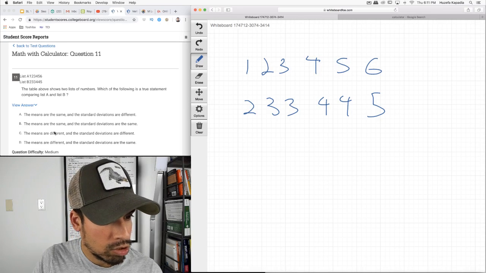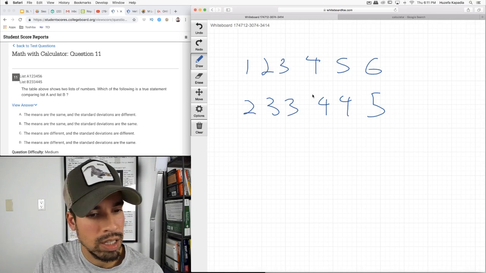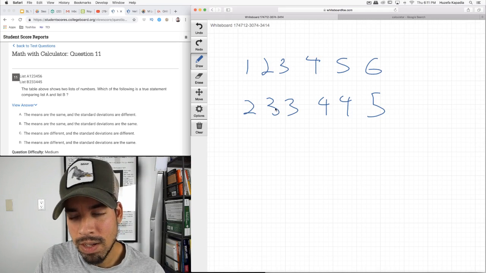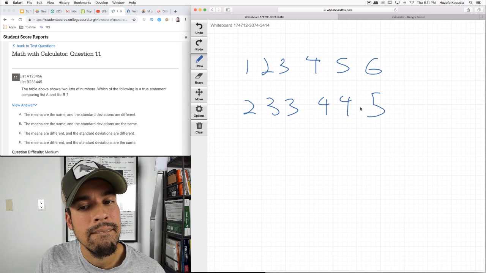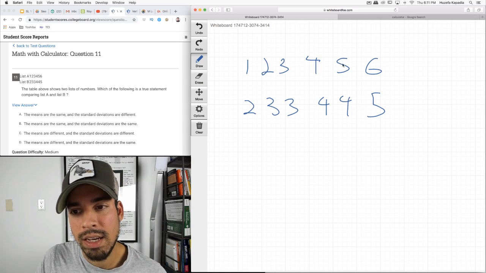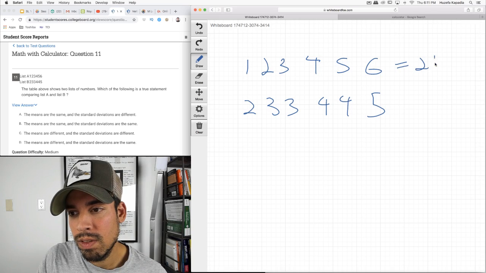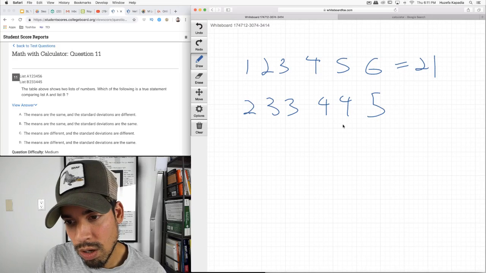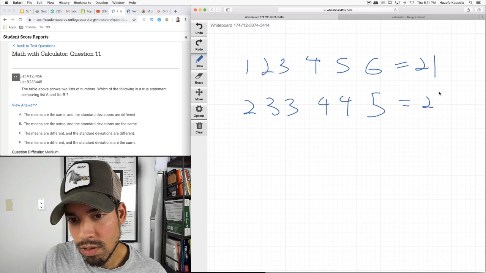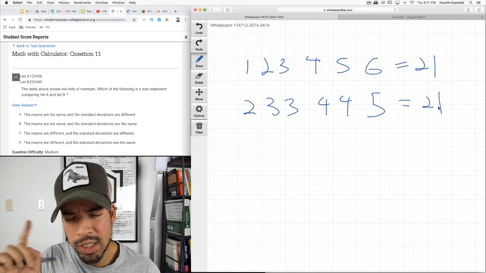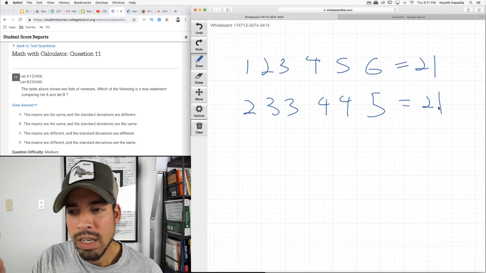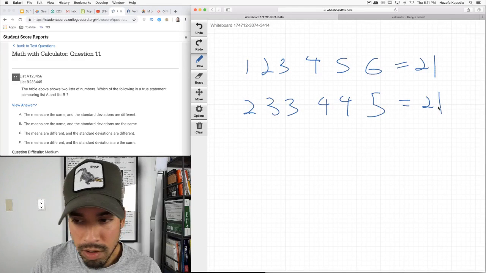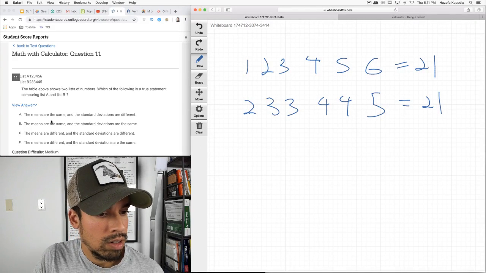It says the mean. They're talking about the means. Okay, let's see. First of all, are the means the same or not? I'm pretty positive. Wait. 3, 6, 10, 15, 21. The sum of those is 21. This is 5, 8, 12, 16. Right? Just making sure I did the math right. 8, 12. Yeah, so they're both 21. So they both have the same means. It's both 21 divided by 6, which is 3.5. So the means are the same.